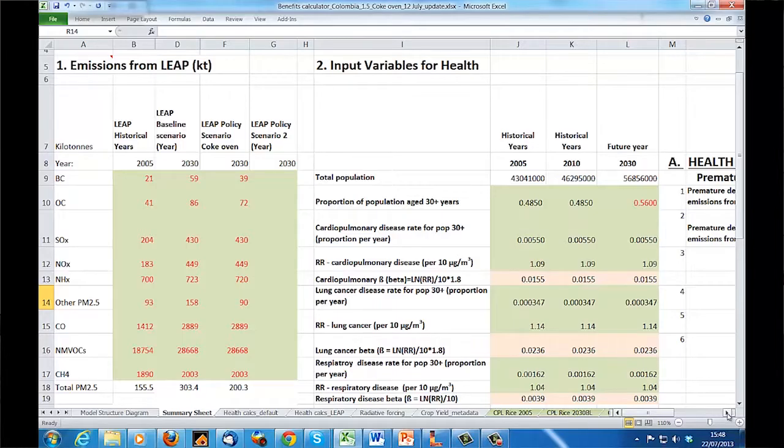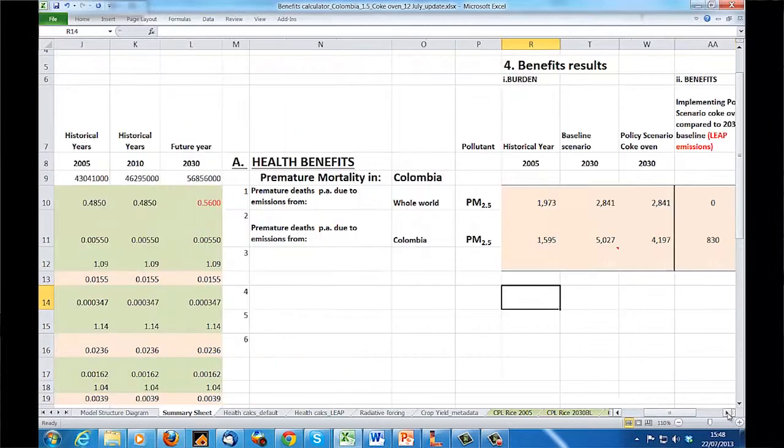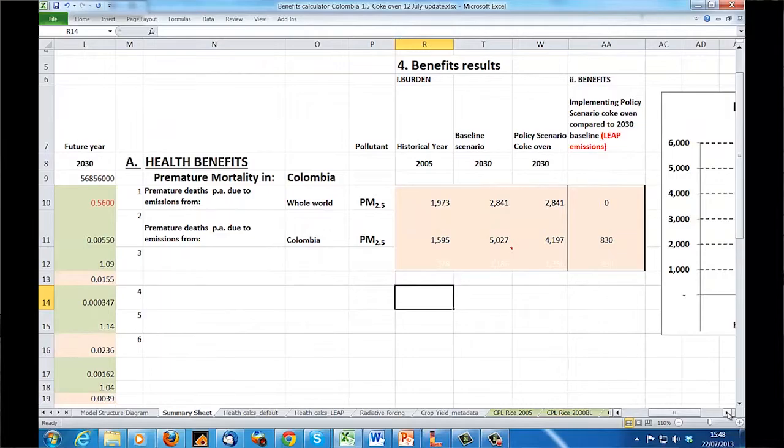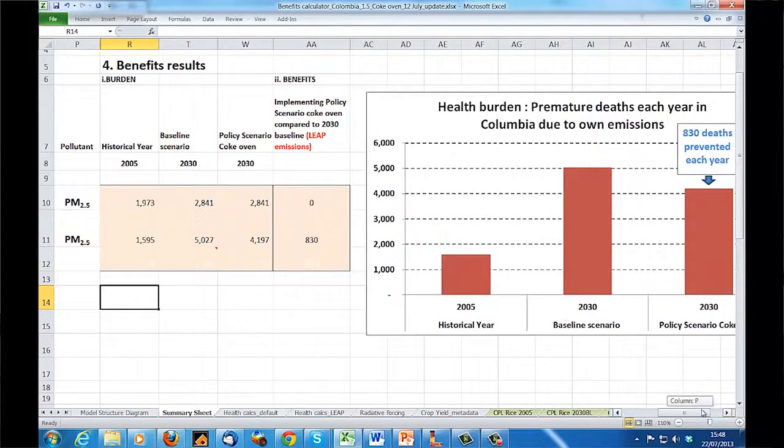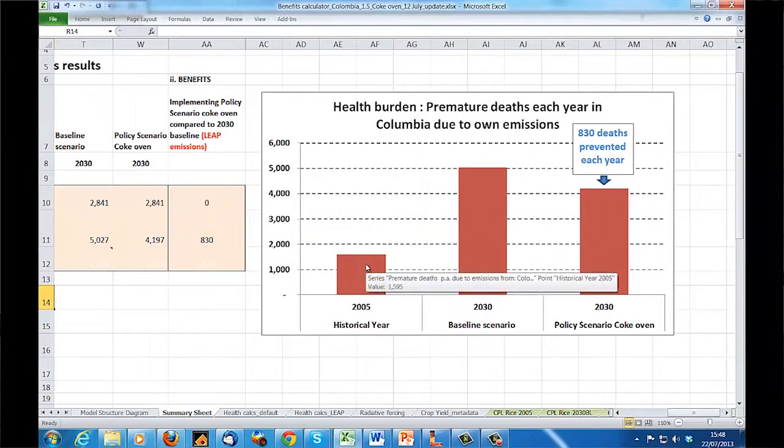And this graph here shows that in the historical year just over 1,500 premature deaths each year would occur in Colombia due to its own emissions. Some other mortality would also be due to emissions from elsewhere, but domestic emissions would cause that number of deaths each year. In the baseline scenario, business as usual, this burden increases to 5,000 premature deaths each year in Colombia due to the emissions that cause the particulate matter exposure to the population.